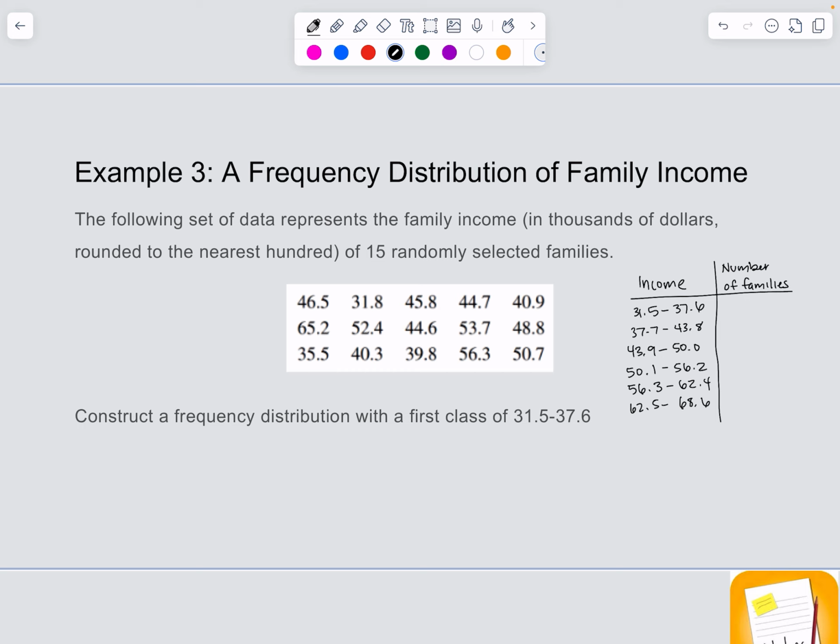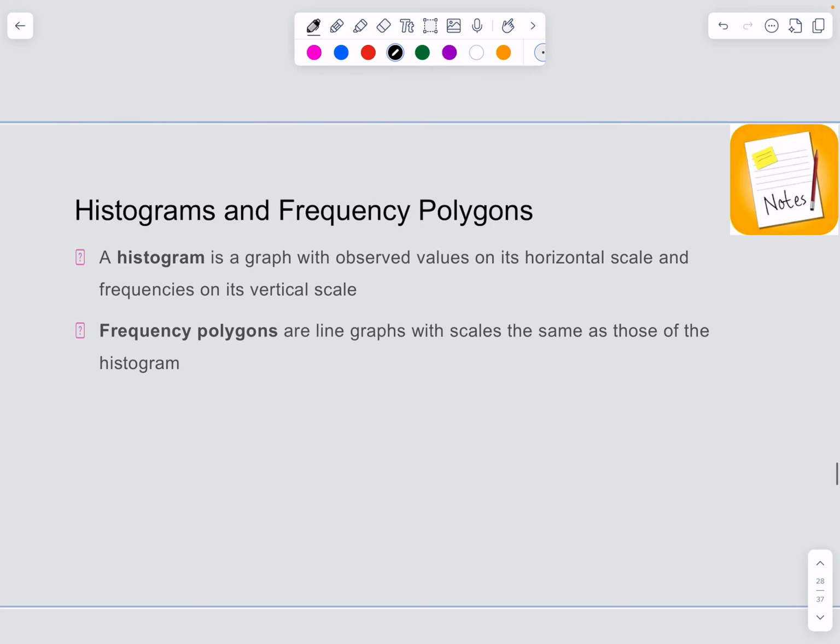Okay, so now we'll just go through and find how many times they fall into each of these categories. So I see 2 that fall in this one, 3 that fall in this one, 5 in that one, 3 in that one, 1 and 1. And that's our distribution. Next, we'll look at histograms. A histogram is a graph with values on the horizontal and how many times they happen on the vertical. And then the frequency polygon is just a line graph. So histogram uses bars, frequency polygon uses lines.